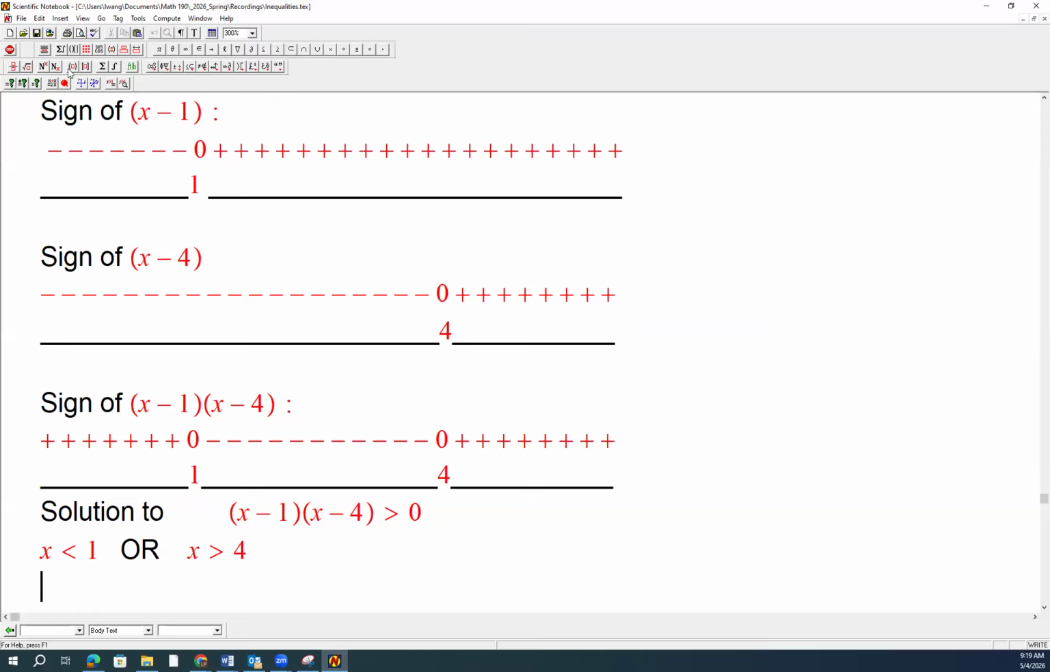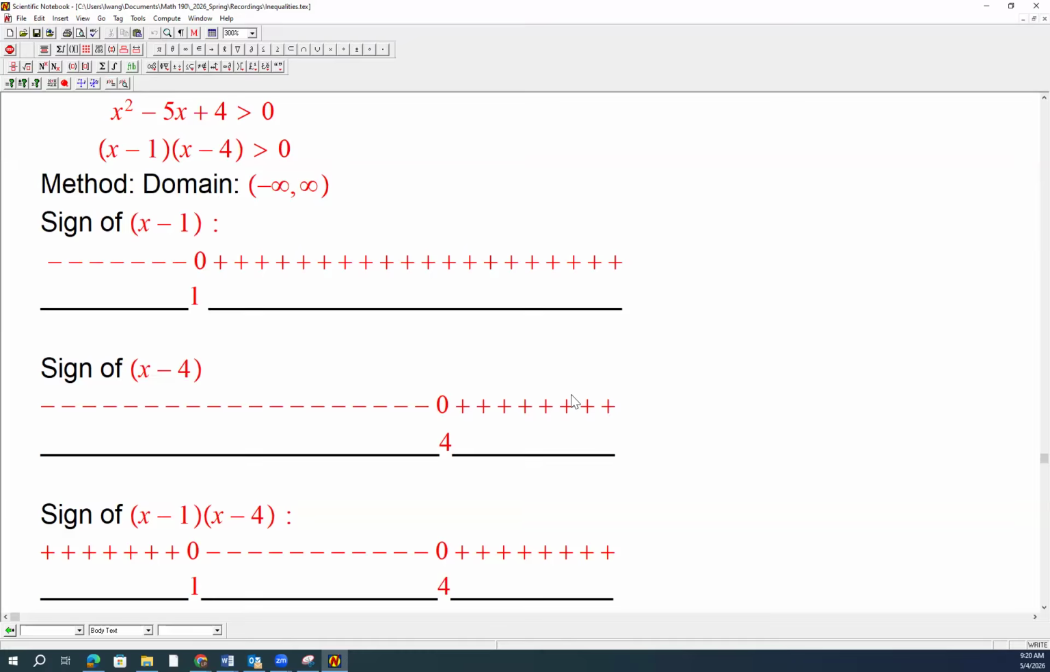So that would be the answer. Interval-wise, some of you like the interval notation. That would be negative infinity to 1, union, and we got 4 to positive infinity. So that's it, we're done. We can see in the whole process, solving inequality is really about working out the sign, versus solving equation, and the rules are different. So that's the first method.